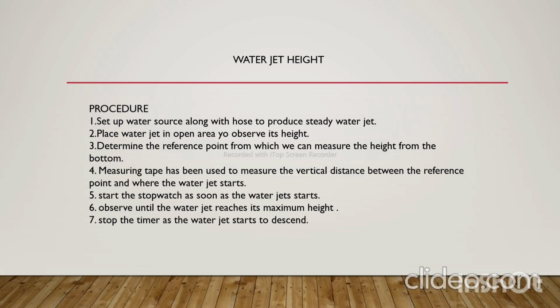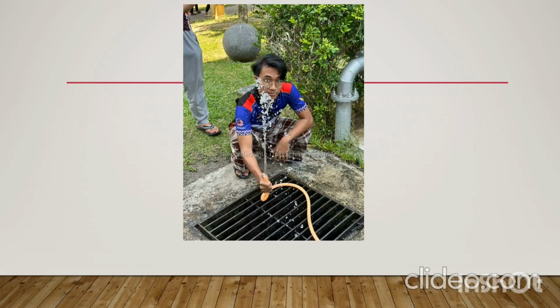We have to measure the height of the water from the bottom where the water jet starts to the top. Start the stopwatch as soon as the water jet starts. Observe until the water jet reaches its maximum height. Stop the timer as the water jet starts to descend. We start our timer once we have opened the water source, and stop the timer once it reaches its maximum height and starts to descend. This is how we conduct the experiment.